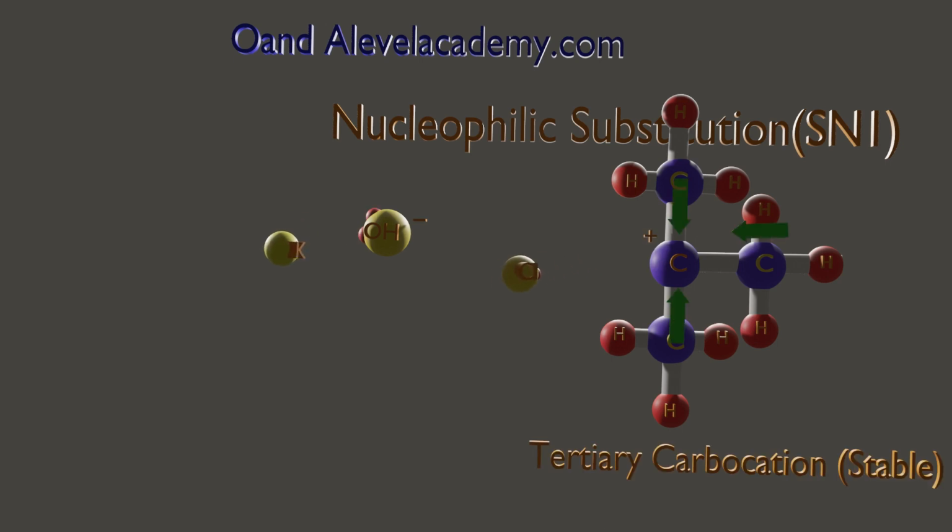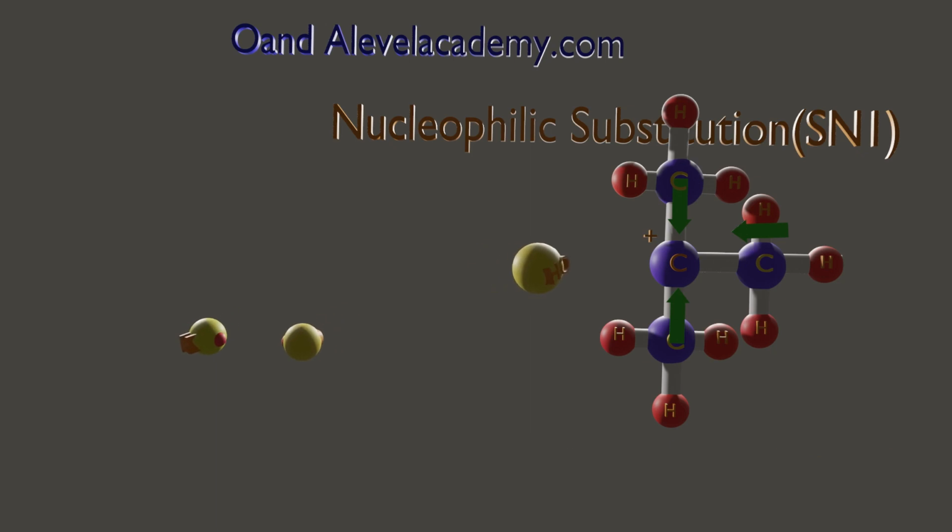And I told you earlier that this is very stable. This carbocation is very stable because it's from a tertiary alkyl halide. And the hydroxide ion then attaches to it, forming a tertiary alcohol. And that's it.